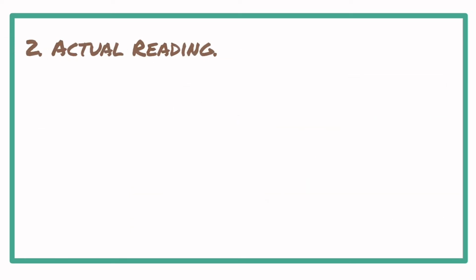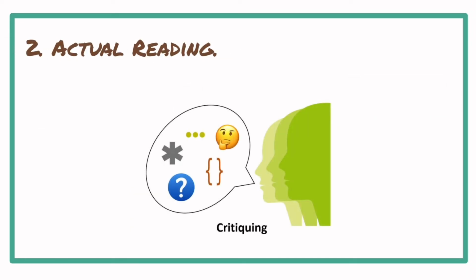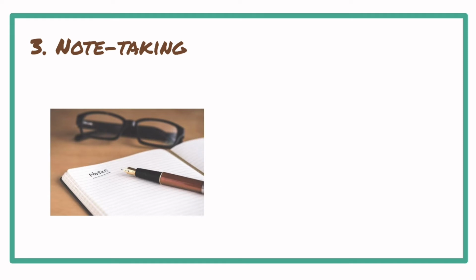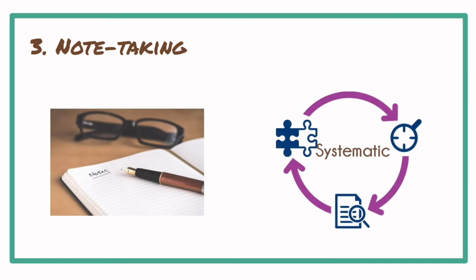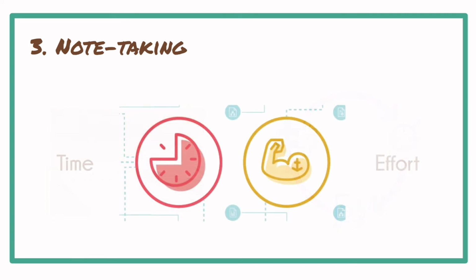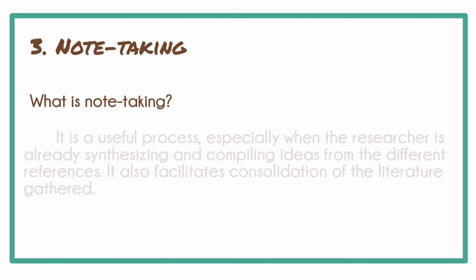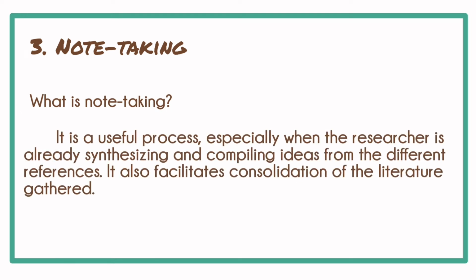reliable. Second, actual reading. After the pre-selection process, the researcher must thoroughly critique the contents of the materials. Critiquing involves asking questions which at this stage should focus on the variables. Lastly, note-taking. One of the characteristics of a good researcher is being systematic. Note-taking helps to save time and effort, that is why researchers must establish this system. What is note-taking? It is a useful process, especially when the researcher is already synthesizing and compiling ideas from the different references. It also facilitates consolidation of the literature gathered.